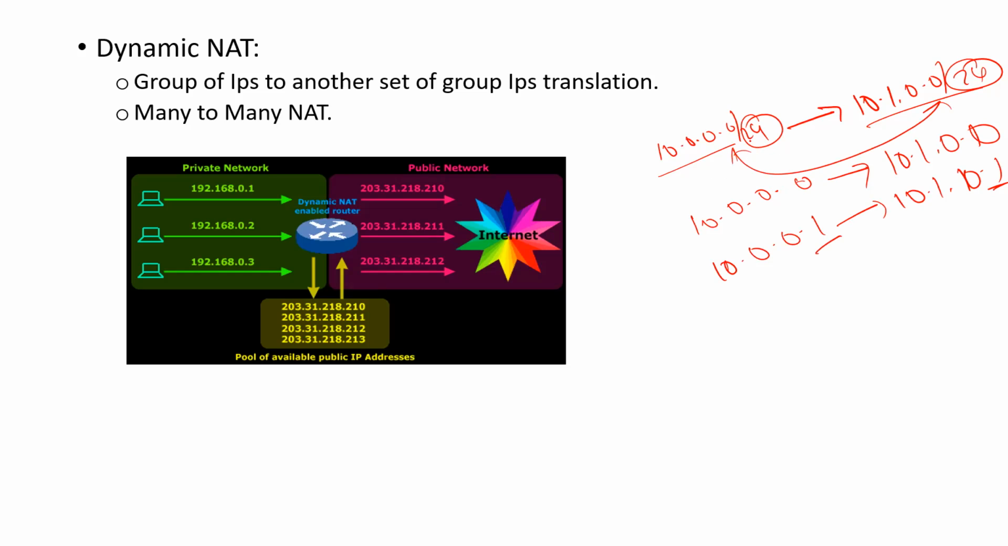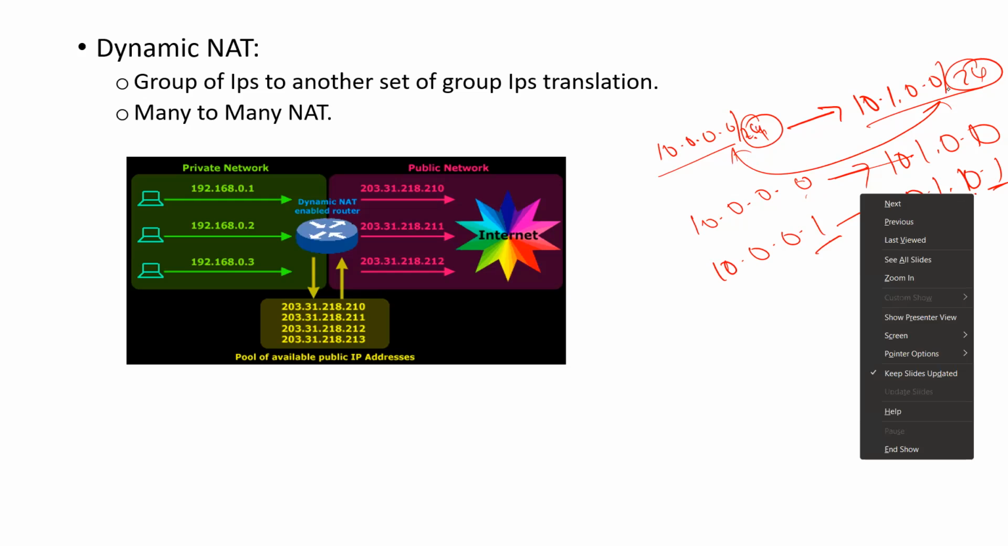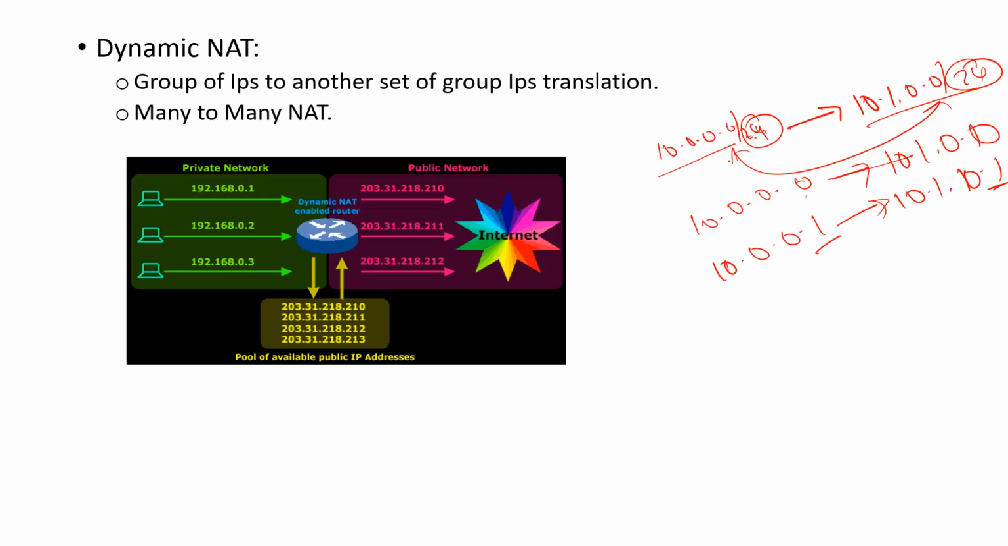Instead of keeping one-to-one NAT, we are giving many IPs, that is a /24 network, and it is converting to another /24 network. Is it clear? At the end of the day, it's a static NAT only, mapping of one IP address to another IP address, but we are doing it using many-to-many subnets. That is called dynamic NAT.